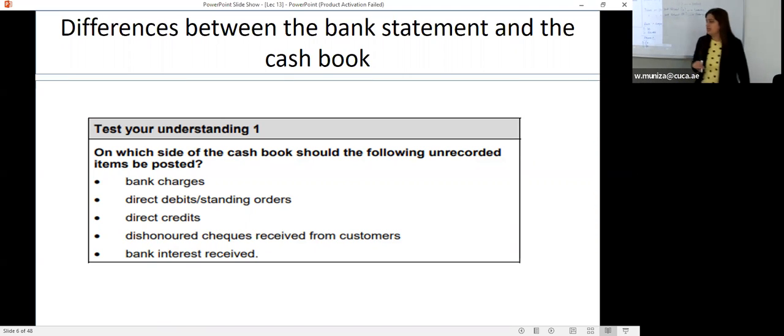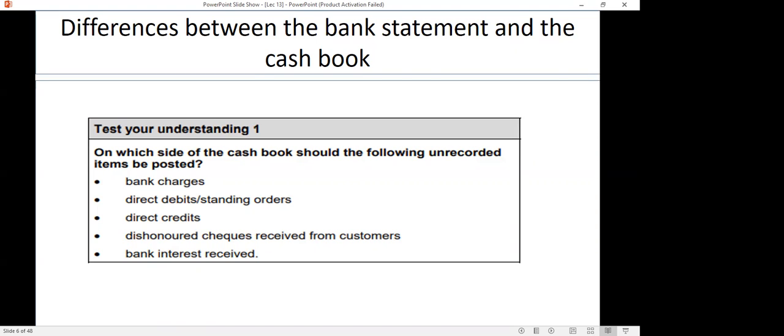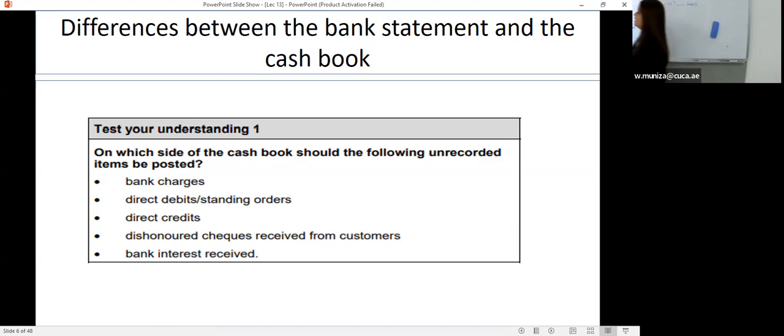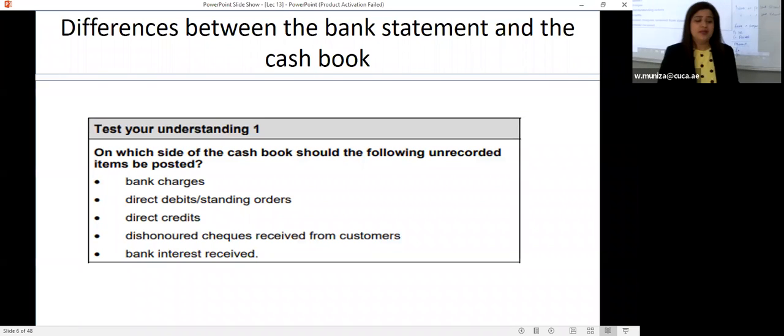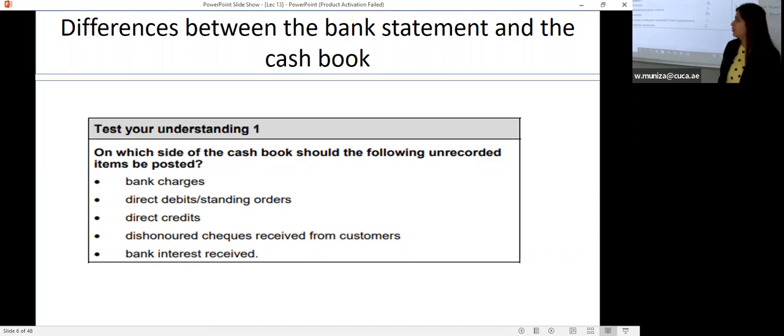Okay, bank interest received. Hey sir, what are we going to do with this in our cash book? Debit, ma'am. Debit. We are going to debit. Since the bank interest which we are going to receive is going to increase our cash book balance, that is why we are going to debit it. I hope that everyone is clear about it.